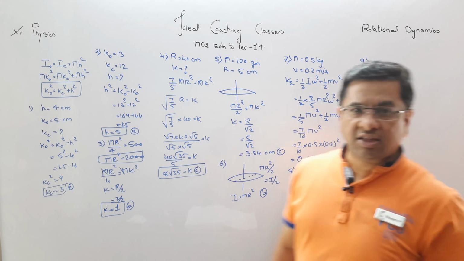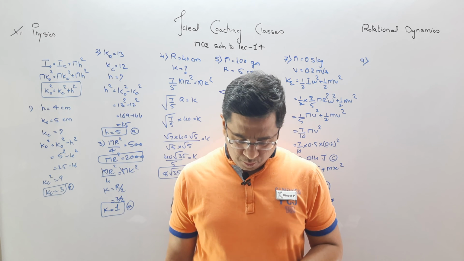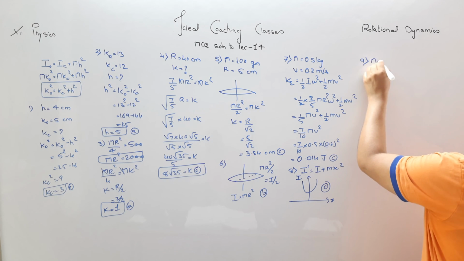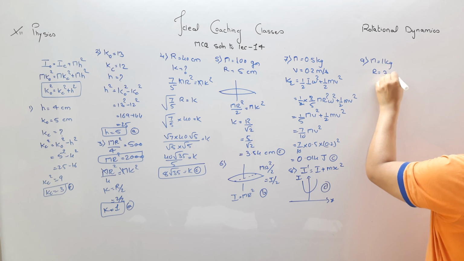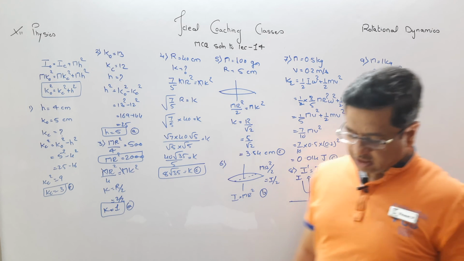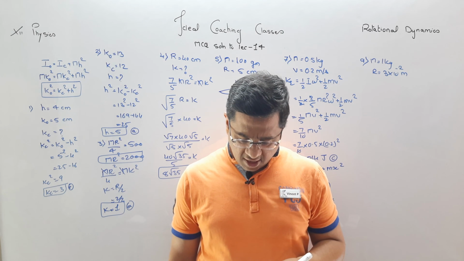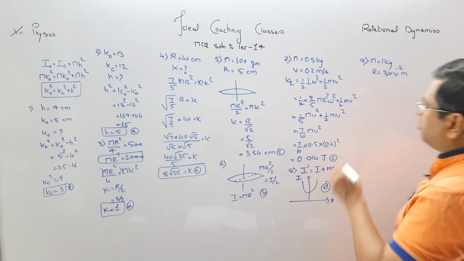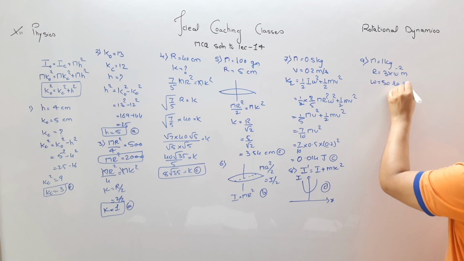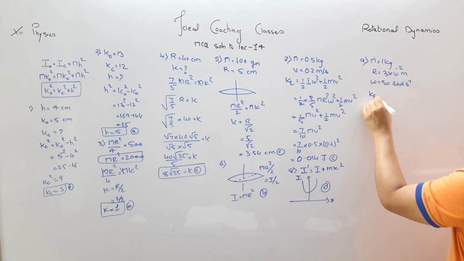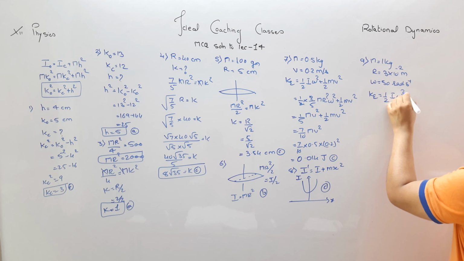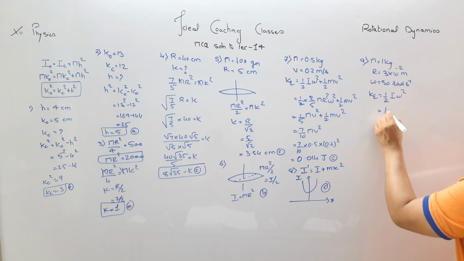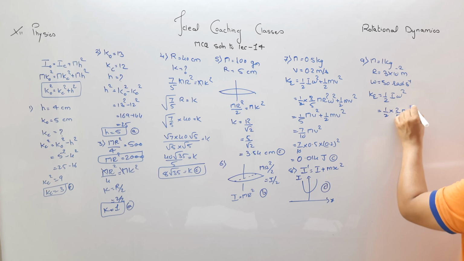सवाल नंबर 9, 9th question. If a solid sphere of mass 1 kg and radius 3 centimeter is rotating about an axis passing through the center with omega 50 rad per second, then kinetic energy of rotation, kinetic energy is half of I omega square. सॉलिड स्फीयर है ना बच्चों? ये आएगा 2/5 mr square omega square.